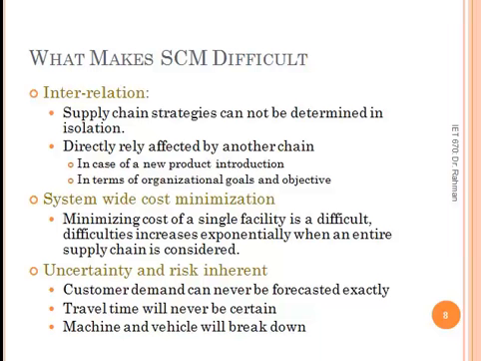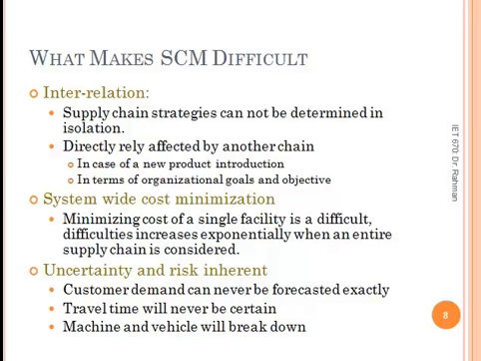And third, minimizing system-wide cost. Minimizing the cost of a single facility is difficult, whereas in a supply chain, the cost has to be minimized for the entire supply chain. And the fourth, and that's the most uncertain part in a supply chain, is the customer demand that can never be forecasted exactly, and the travel time that will never be certain. Always anything can happen. A car or truck will break down, and there might be some other problem. A machine will break down. So these are the uncertainties involved in the supply chain that we cannot really avoid.